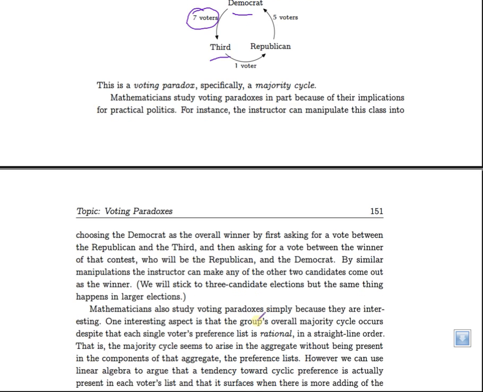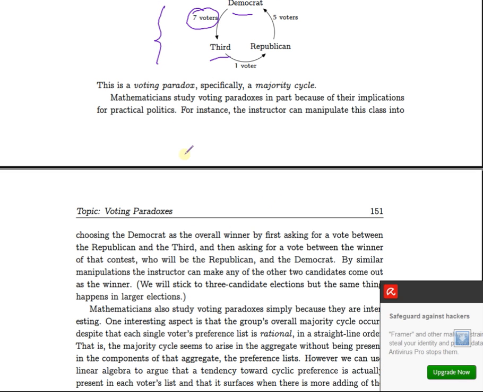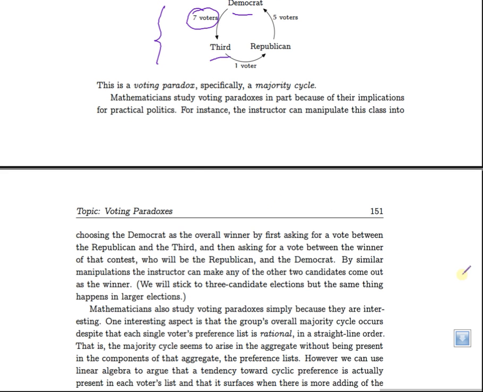Okay. For instance, here it says that when you have a case like this, it's possible to manipulate the vote. For instance, suppose that you first ask for an election between Democrat and third, and then ask for the winner to run against Republican. Well, if you had Democrat and third going first, then the third would win over the Democrat, and then the Republican would win over the third. So you could make any candidate win depending on the order of elections.